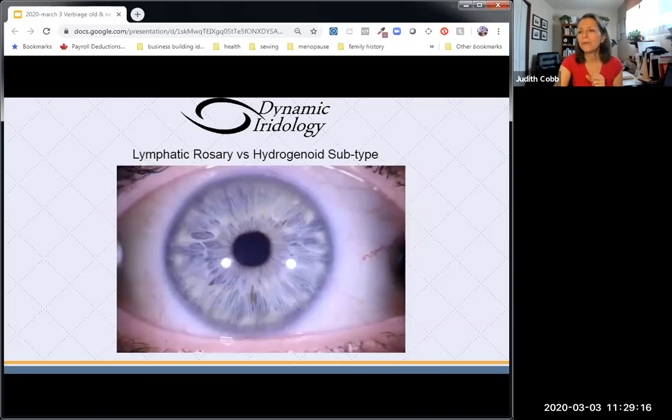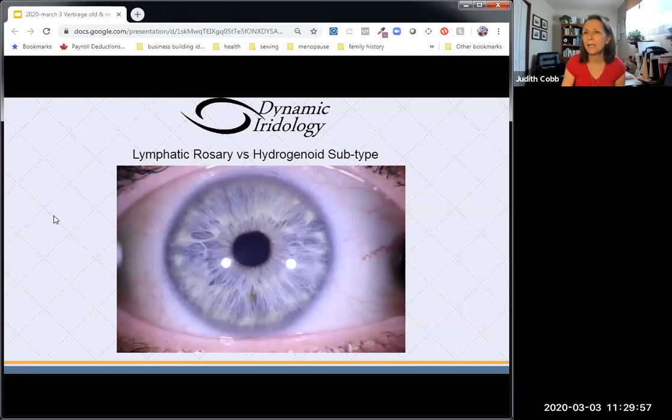The lymphatic rosary is now described as the hydrogenoid subtype. So those of you who know what the lymphatic rosary is, it's this ring of dots coming around the edge. And some people, when we look at this and we call it lymphatic rosary, they talk about it being the lymphatic system. Well, this also talks about surface circulation in the body, not just lymphatics, but blood. It also teaches us about whether the lymphatic system is able to flush properly, whether the circulation is able to move properly, and all that kind of stuff.